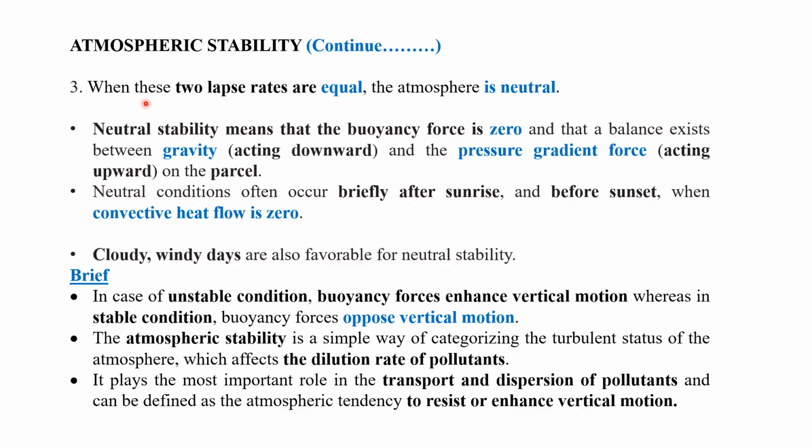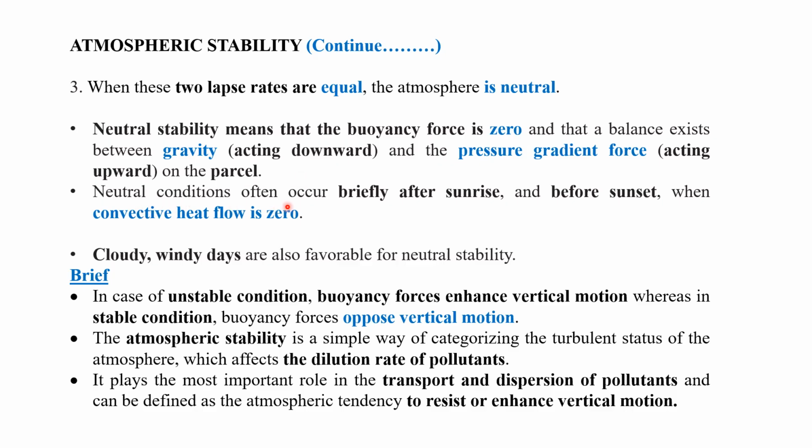The third is when the two lapse rates are equal, that means the ambient lapse rate and the adiabatic lapse rate are both equal. In that case, the atmosphere is called neutral, right? Neutral stability means that the buoyancy force is zero. That means no forces will act on the pollutants, right? The pollutants will hang in the atmosphere and remain in suspension. A balance exists between the gravity acting downward and the pressure gradient force acting upward on the parcel of air.